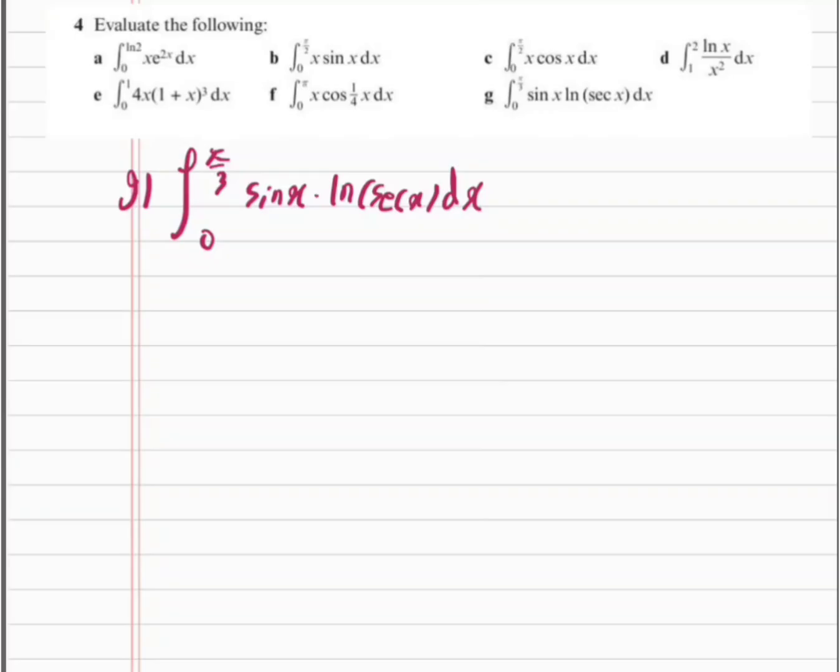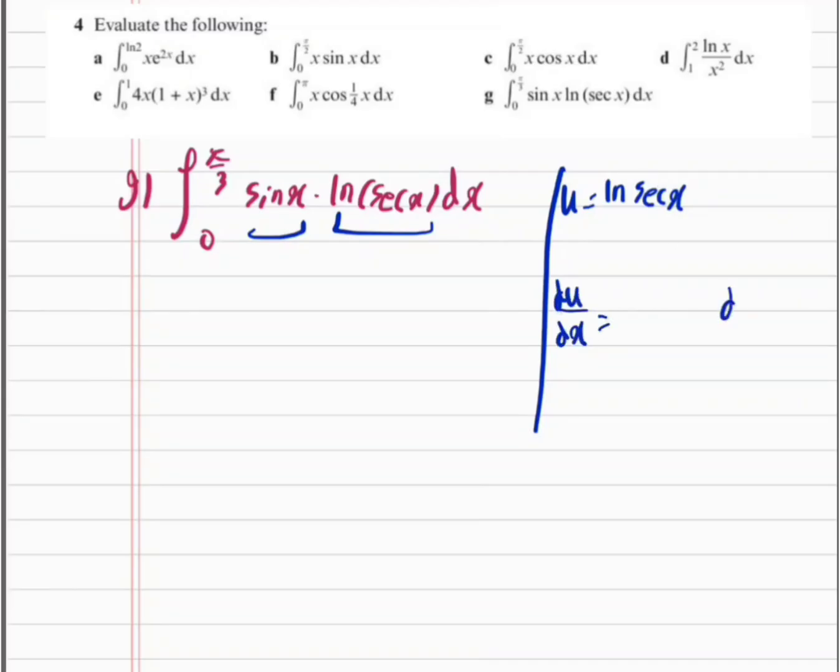Okay, so this is integration by parts, and that's because we have a product of two different functions. So we have sine x times ln sec x, and now the question is which function should be chosen as u, but the answer is actually obvious, because whenever we have ln and a trigonometric function, the priority is with ln, or just any logarithmic function. So u is equal to ln sec x, and we want to find du by dx, and then dv by dx is therefore equal to sine x. Now sine x simply integrates to minus cos x.